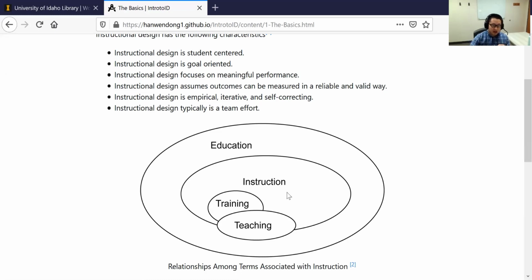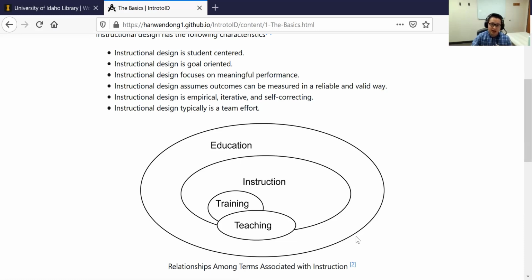Next, we have instruction. Instruction is a more focused educational experience. So I can choose to take a master class taught by Gordon Ramsay. And if I'm really serious about learning the art and science of cooking, I can choose to go to a culinary school. And there are many different ways to deliver instruction.